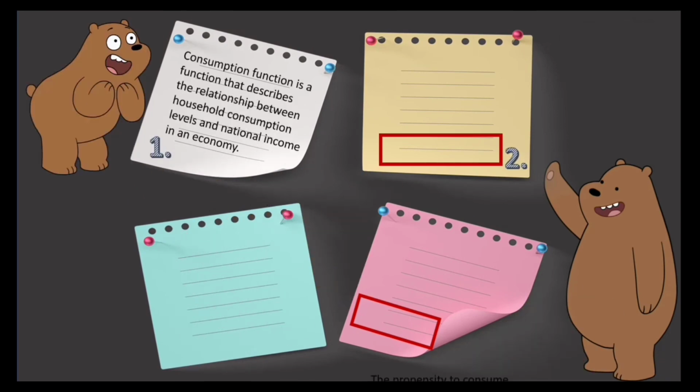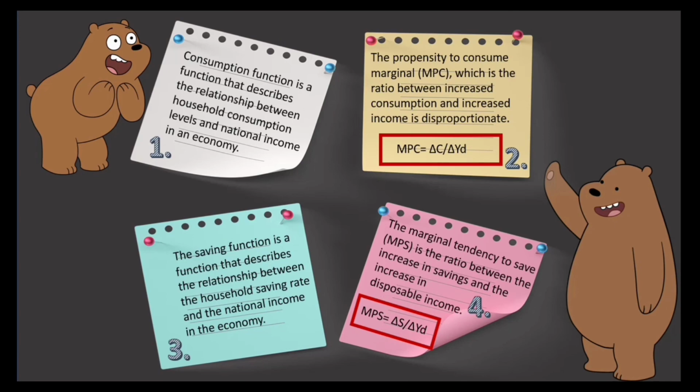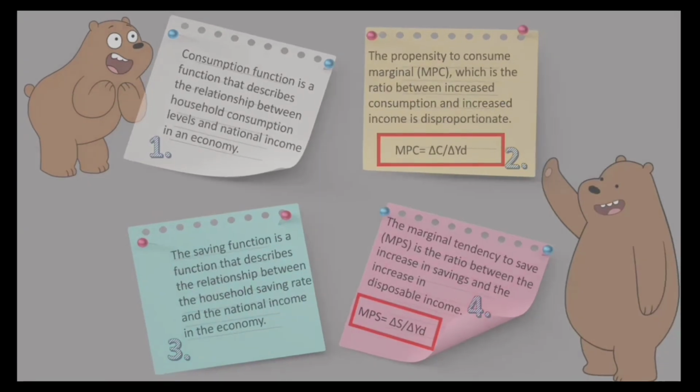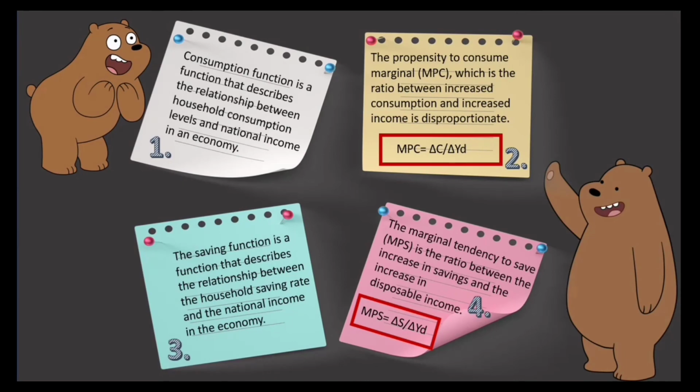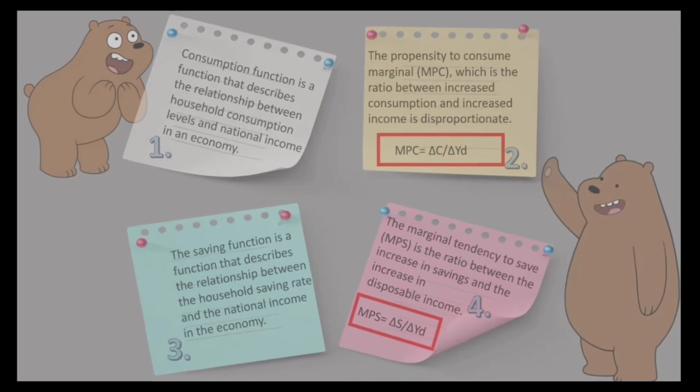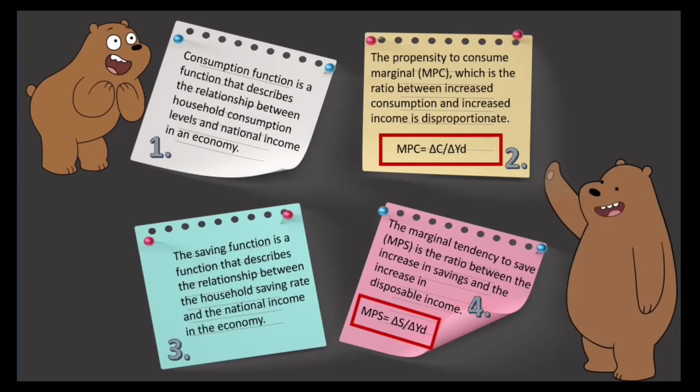Next, I will explain about marginal propensity to save, or MPS. MPS is a concept that describes the relationship between increased income and increased savings. In other words, the MPS shows how much savings would increase if disposable income increased by 1 unit. And the formula of MPS is MPS equals delta S divided by delta YD. For your information, delta S is the increase in saving and delta YD is the increase in disposable income, which results in the increase in consumption.